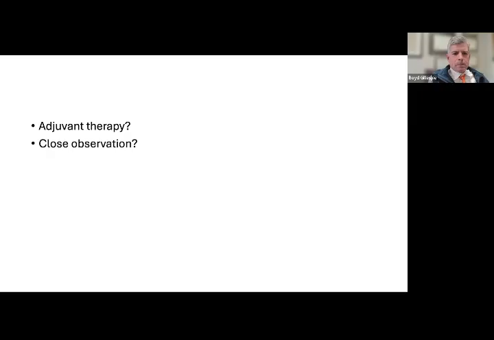Dr. Ganley, is this something that you would observe or recommend any further treatment? Yeah, so it's a low-grade malignancy, and it's a low-stage tumor. So low grade and low stage means no indication for any adjuvant therapy. So no indication for any radiation.